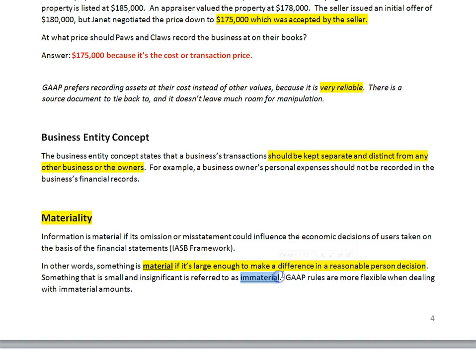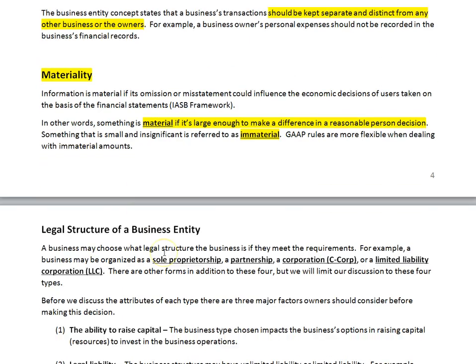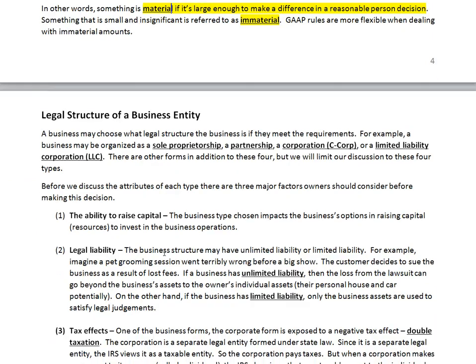If they're immaterial, the GAAP rules are a lot more flexible in dealing with immaterial amounts, because it really doesn't matter. It's such a small amount that we're not necessarily going to have to follow the method that GAAP recommends. But if it is material, GAAP has very specific rules on how we need to treat those amounts. So the word materiality just means it's significant enough to make a difference in someone's decision.